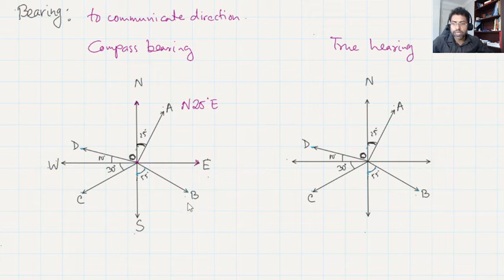If I ask you what is the direction from O to B, you can see this is 55 degrees with the south. So I can say south 55 degrees towards east, because we always need to write down the angle from south or north. So in this case, it's from south, making 55 degrees towards east.